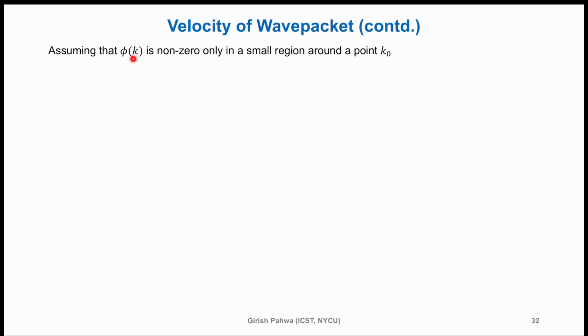And I'm assuming that there is some k naught and phi k is only centered around that k naught. It means if I go away from k naught, in the positive direction or in the negative direction, phi k will have a small value, but around k naught it will have a large value. So phi k looks something like this. Why? This k denotes what? Momentum.